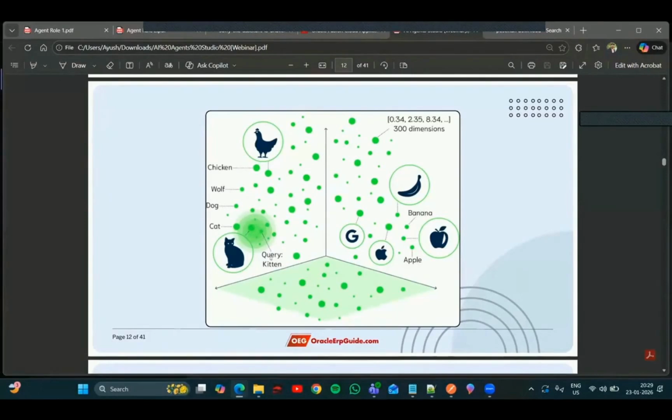Meaning means cat and kitten are related, so they should come together. Cat and dog are domestic animals, so they should come together, but not as close as cat and kitten. Now, wolf is also an animal, but it's not a domestic animal, so it should be farther from these. So that's how these data are represented in three-dimensional space. For your understanding, it can be 300 or 640 or any number of dimensions.